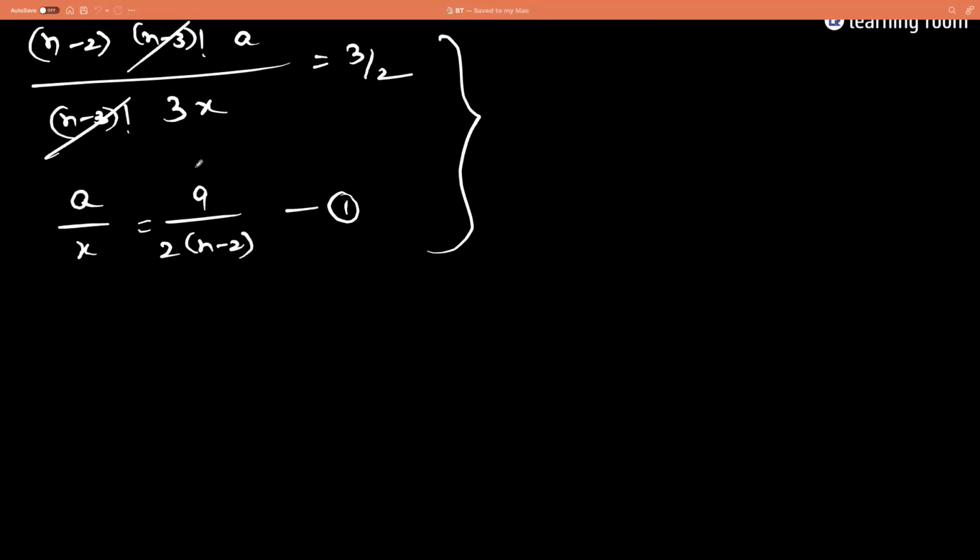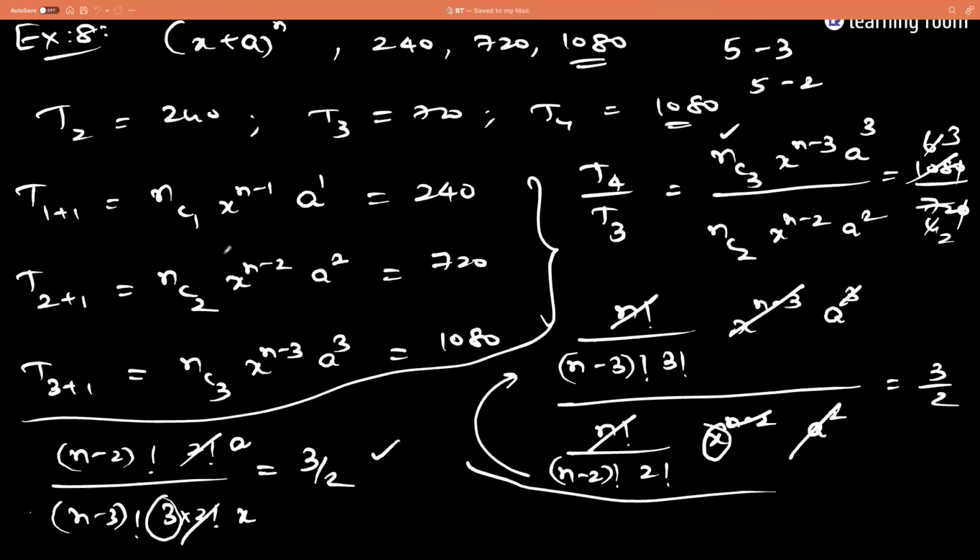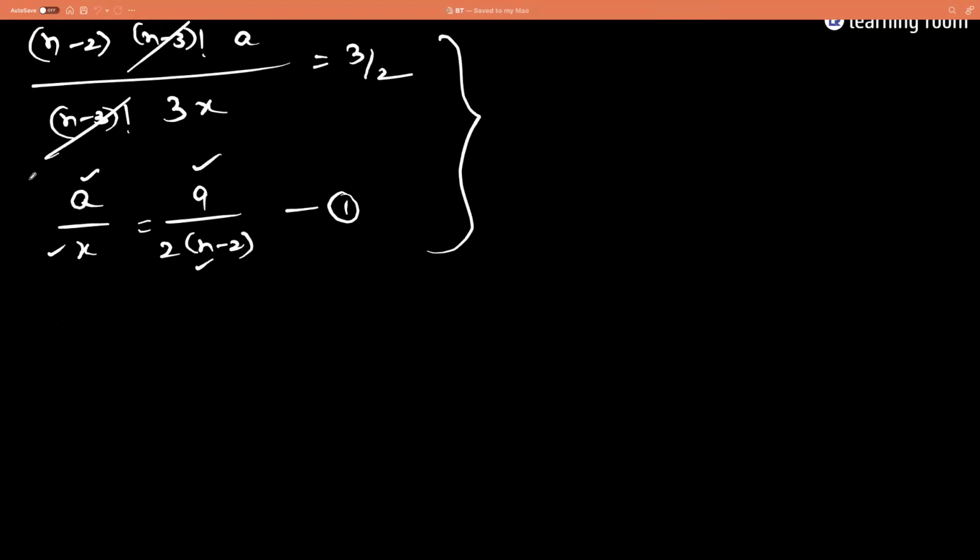So how many unknowns are there actually? 3 unknowns: a, x and n. So you need 3 equations to solve. Similarly, if I divide T3 by T2, what will I get?